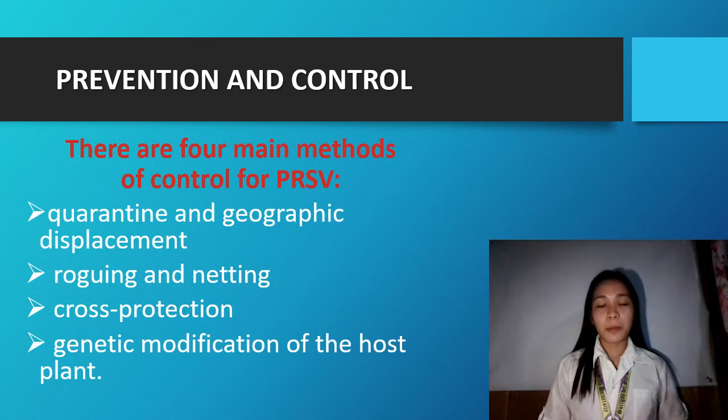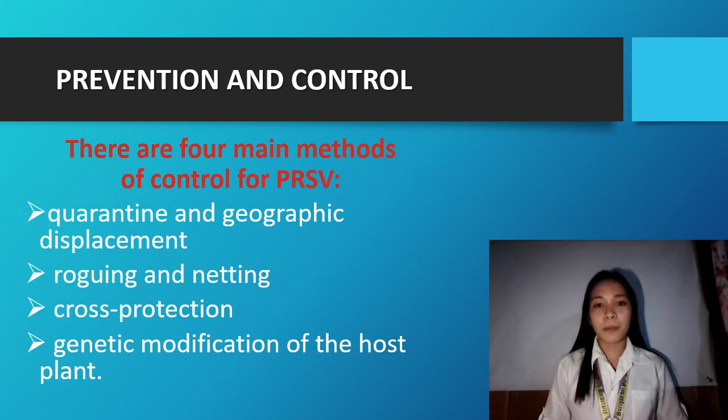Let's talk about the prevention and control of PRSV. There is a known resistance to PRSV, although certain varieties are more symptomatic than others. There are four main methods of control for PRSV. First is the quarantine and geographic displacement. Second is the roguing and netting. Third is the cross protection. And last is the genetic modification of the host plant.